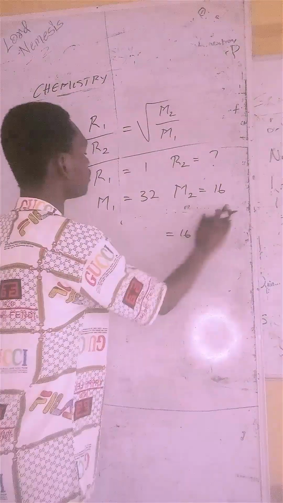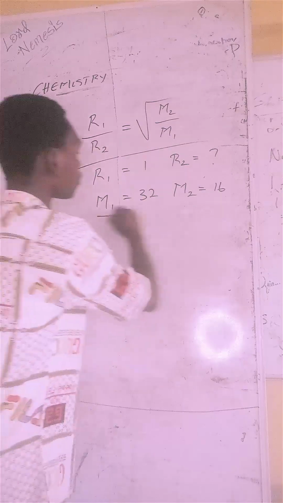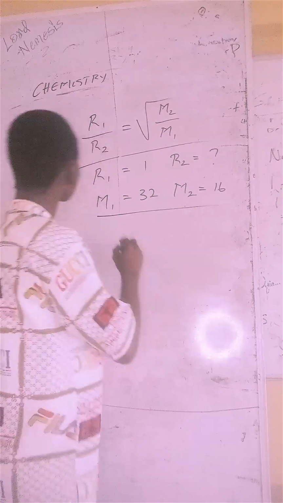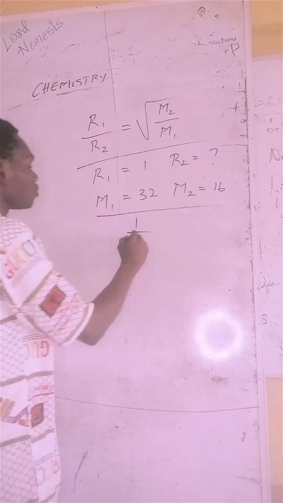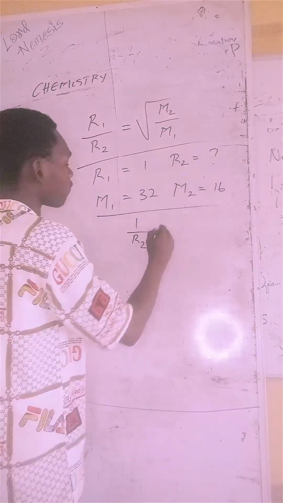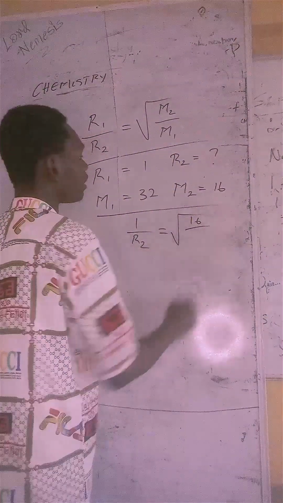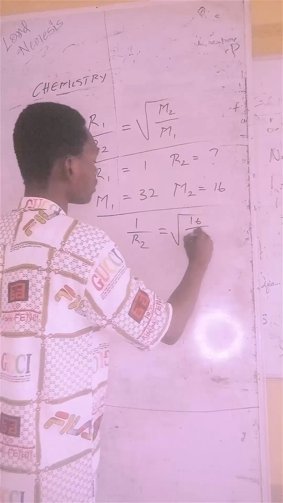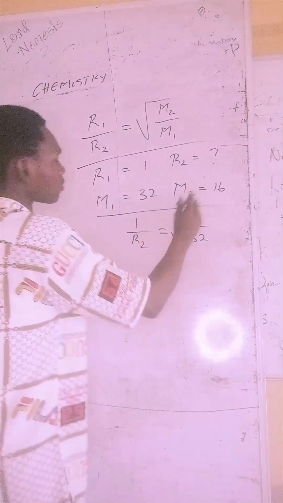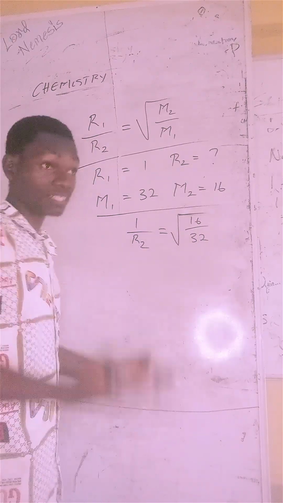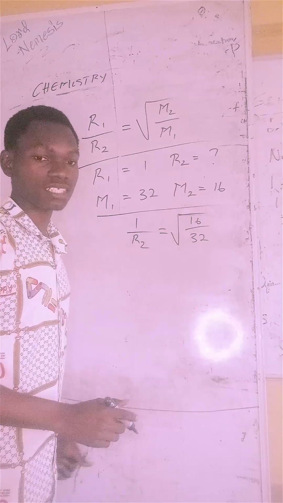If our M2 is 16, we have to plug all these parameters into our equation. What will our equation look like? So instead of R1, we write 1, over R2, question mark, which we are asked to find, equals the square root of M2, which is 16, divided by M1, which is oxygen gas, 32. Now, next is to solve. We have to solve this using our mathematical knowledge, right? So first we take the square root of 16 and 32.